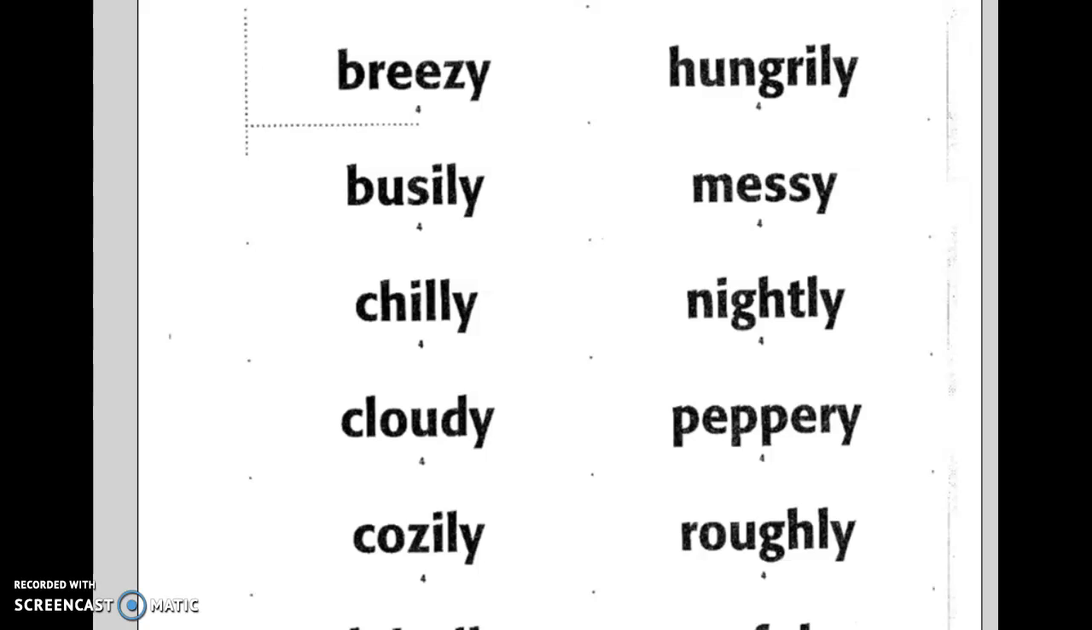When you're finished, save your word study packet in your reading folder. And remember to be on target today.